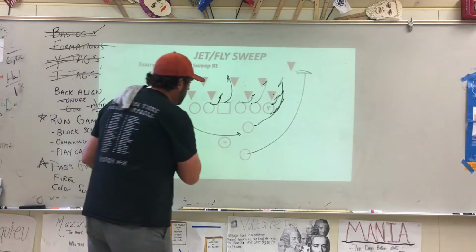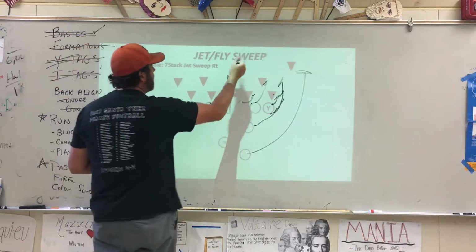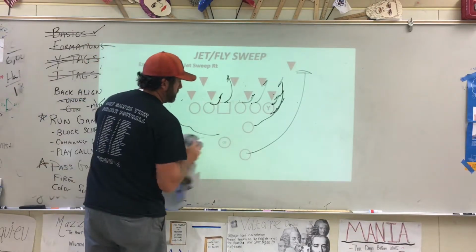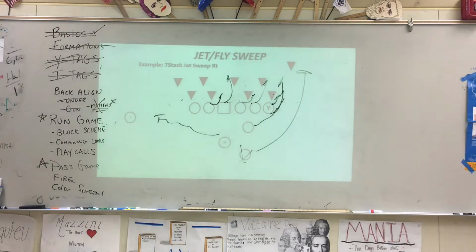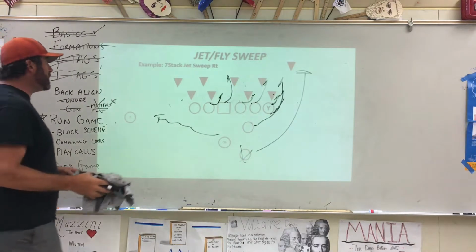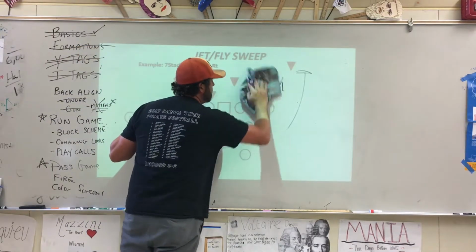Let's say we had some formation that we have the T out here. That would be fly sweep right, and the T would come across. This guy would exit, read it like that. Okay? All right? So that's jet sweep, fly sweep, exit sweep. That's the blocking for the sweep.